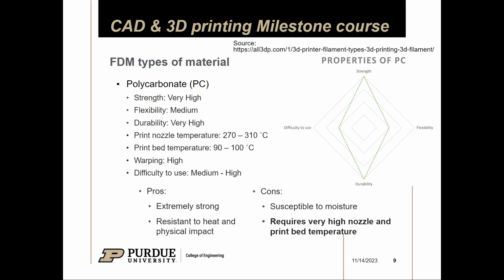Other materials, just like nylon, are susceptible to moisture, like polycarbonate. So polycarbonate is super strong. It's basically what they use to make bulletproof glass. So if you like bulletproof stuff, polycarbonate might be the way to go. It's very strong, but again, it's very hard to print. It requires very high print temperatures, enclosures, and is susceptible to moisture, just like all the other ones.